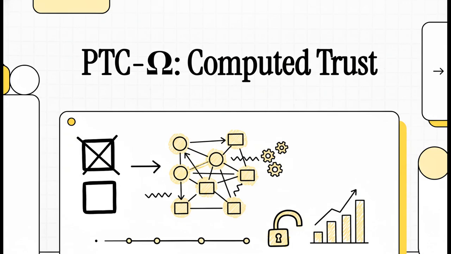All right, so if you're a security architect, you know the drill. For decades, trust has been a simple, binary switch. You're either trusted or you're not. Well, today we're diving into an architecture called PTC-Ω that basically throws that entire idea out the window. We're going from a world of declared trust to a world of computed trust.